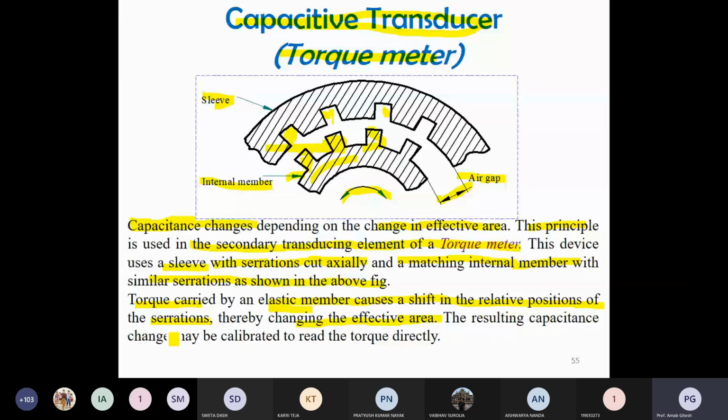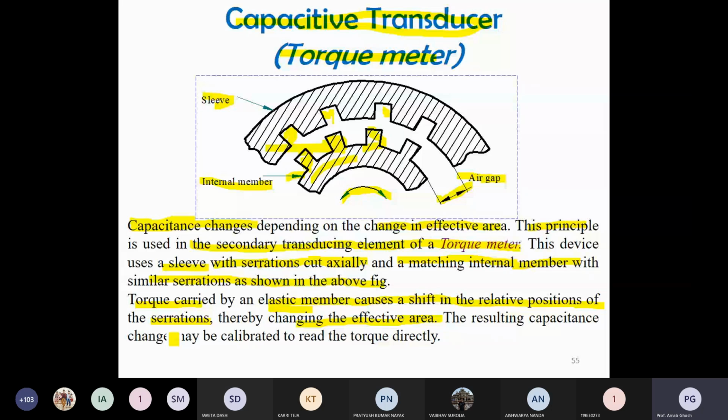So if that length is changing, the effective area is changing, and that may be responsible for the changing of the capacitance. Okay, so you have some common expression that you need to calculate, and you can place those values into the equations, and you are able to measure the respective values directly.